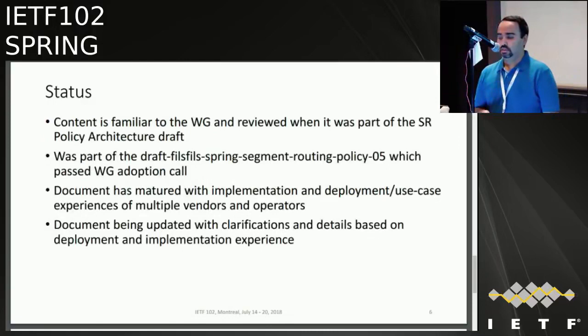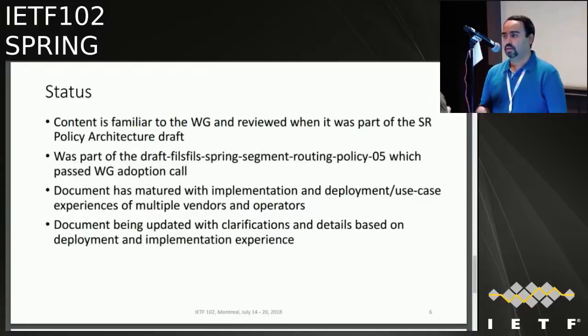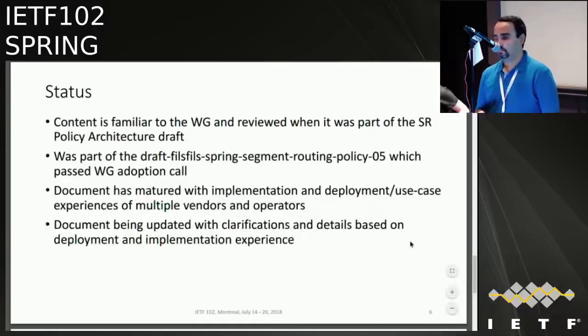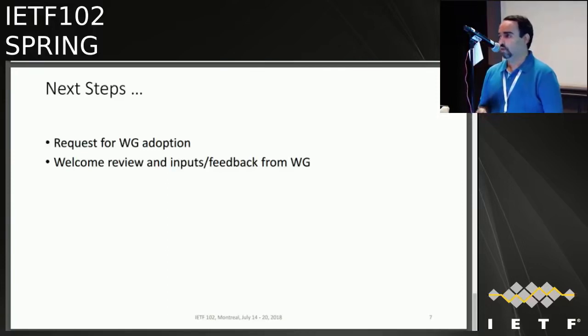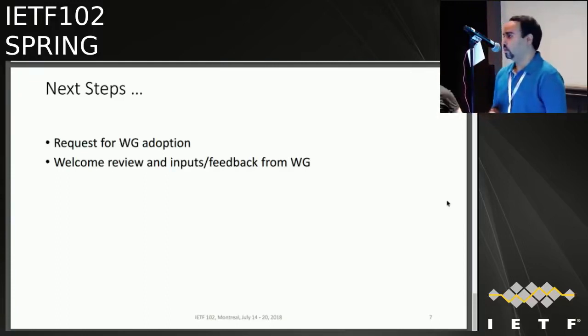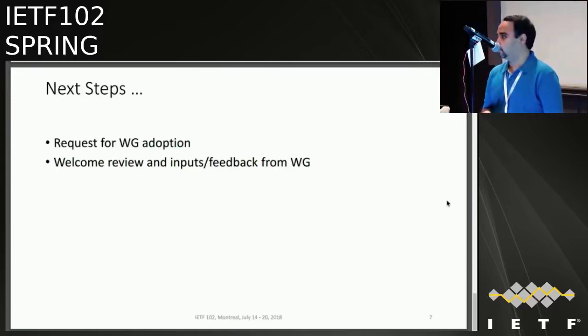So the content is already familiar because all of it was part of the original 05 version of the draft, which was adopted by the working group. It's fairly mature in the sense that it's been stable for some time, but based on updates, comments and feedback, it's being updated. So at this point, we would like to request working group adoption for this draft. Hopefully, since the contents have already been through the previous last call, it should be smooth. And expect good review; please share comments and updates with us.